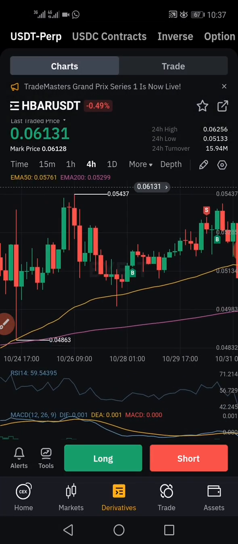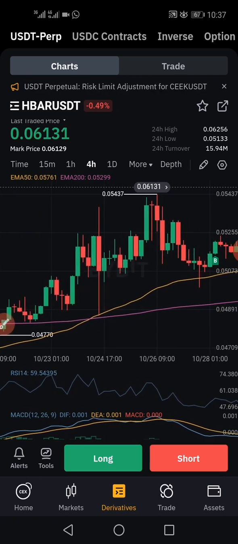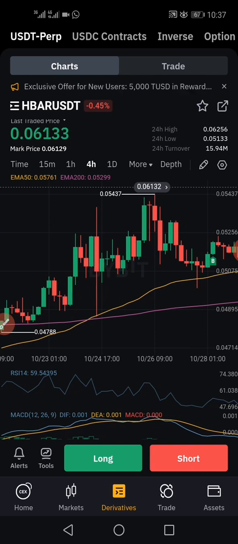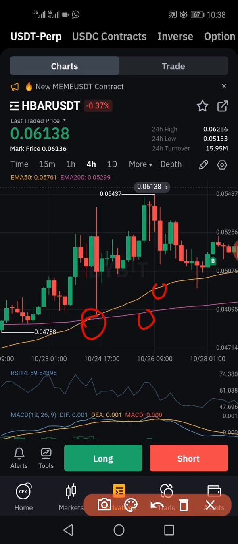Now what I'm looking for is a scenario where the 50 moving average, which is the yellow, crosses the 200 moving average, which is the purple, and now that is this point. So once this cross happens, it tells me that the price of the particular asset is going to be in an uptrend. So what I'll be looking for is an opportunity to long, that is to buy.